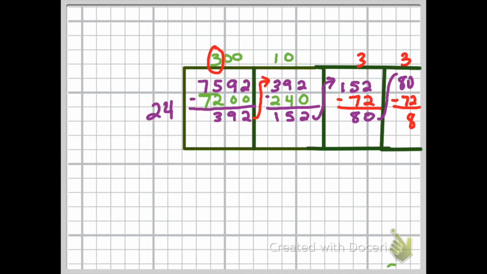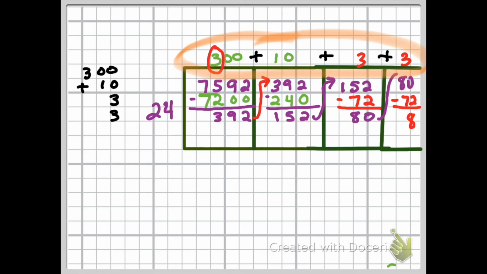So it's that time again where we're going to begin adding up all of our partial quotients. That's where we're going to find and discover our answer. So 300 plus 10 plus 3 plus another 3 is 316 with a remainder of 8/24.